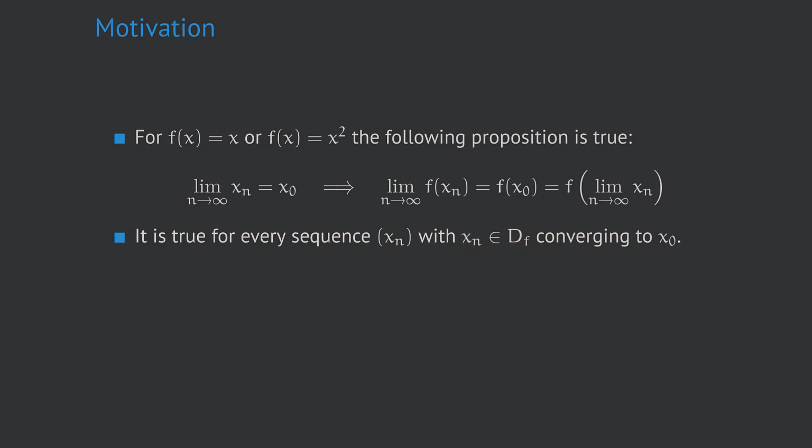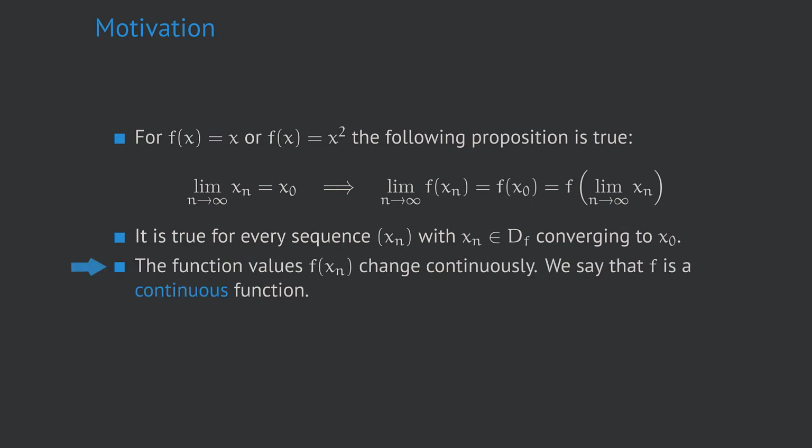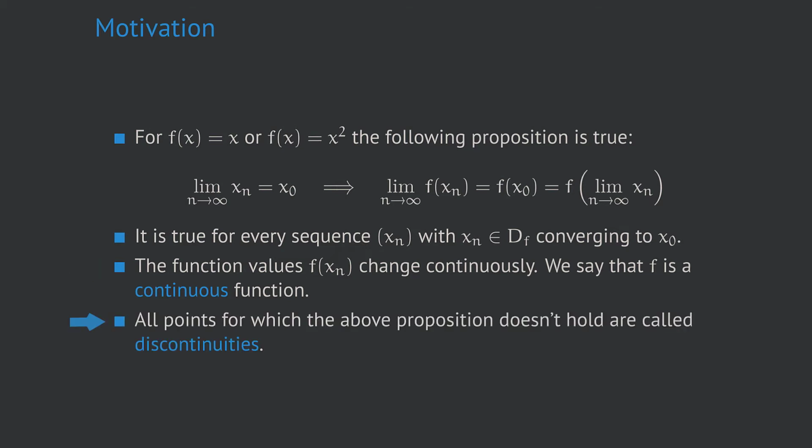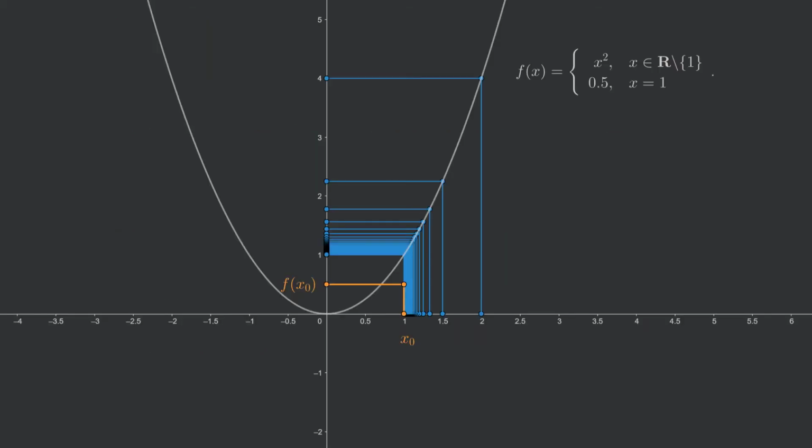Now, if we have a function where the converging game works out for every point x0 in the domain of f, the function values of the function change continuously. In this case, we call f a continuous function. We will specify what that exactly means in a minute. All points for which the above proposition doesn't hold, that means for which the converging game doesn't work out, are called discontinuities. So for instance, in our earlier example, the point x0 equals 1 is such a discontinuity.